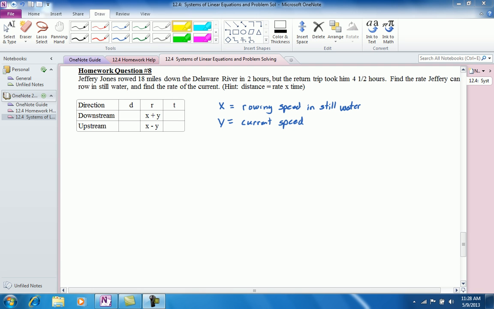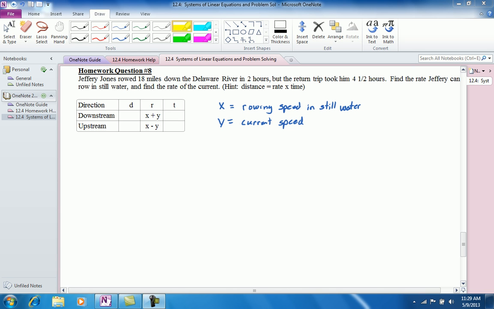Okay, so here's our question. Jeffrey Jones rowed 18 miles down the Delaware River in 2 hours, but the return trip took him 4.5 hours. Find the rate Jeffrey can row in still water and find the rate of the current. Hint: distance equals rate times time.